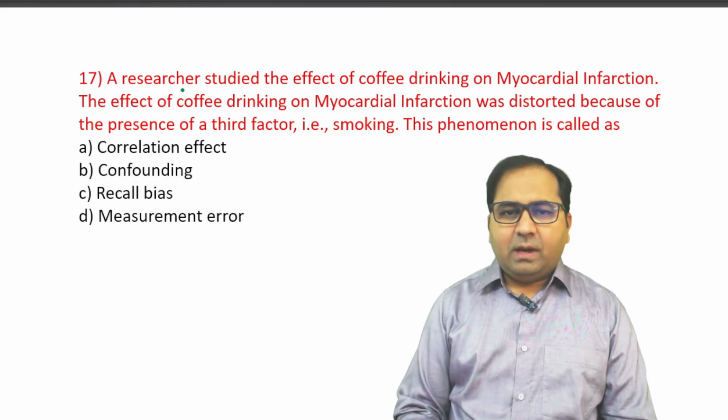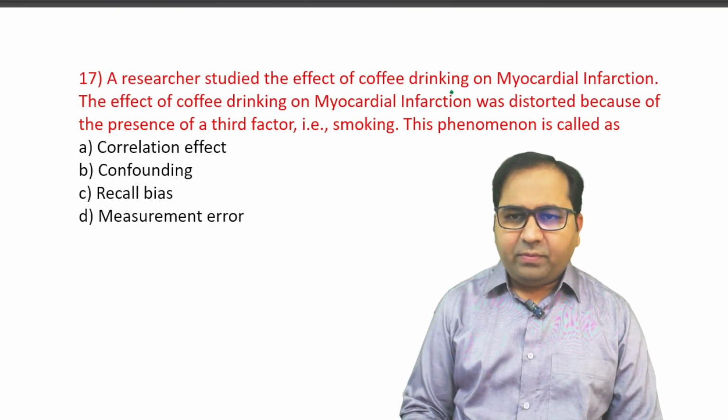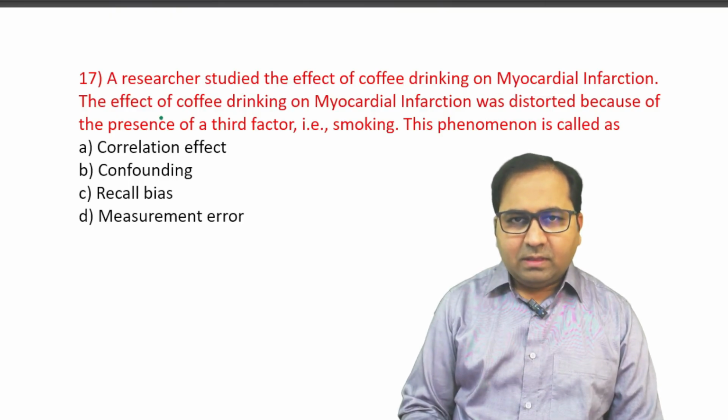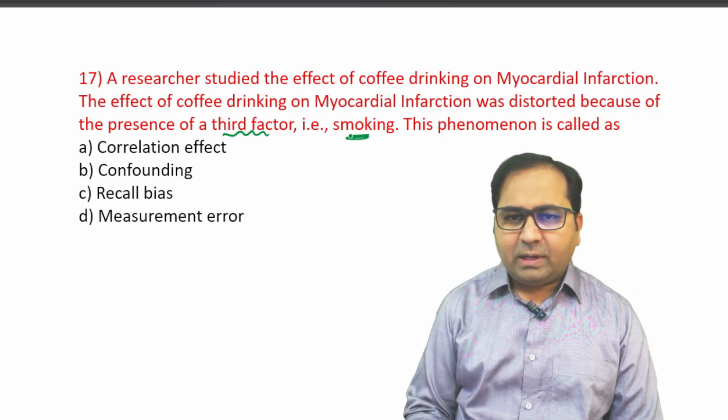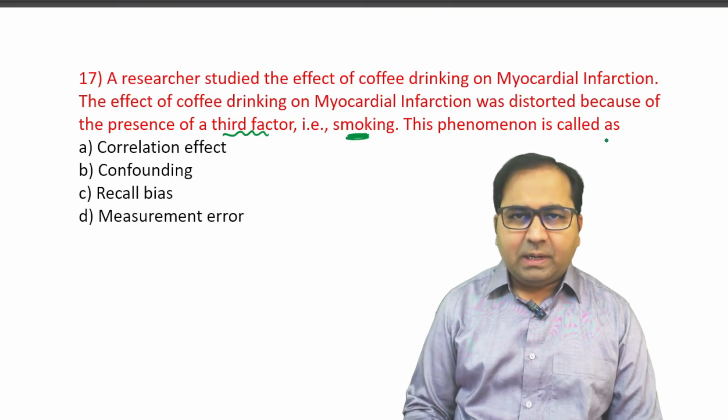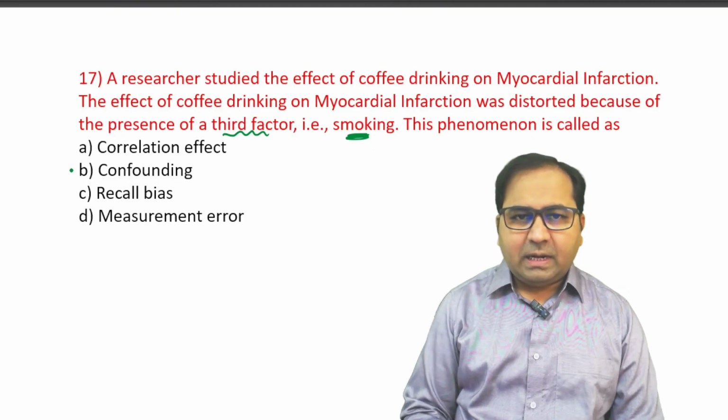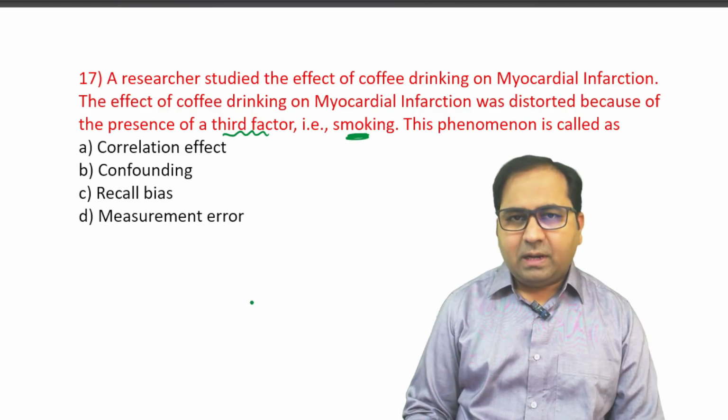Next question. A researcher studied the effect of coffee drinking on MI. The effect of coffee drinking on MI was distorted because of the presence of a third factor, smoking. So this phenomenon is called what? The options are A. Correlation effect, B. Confounding effect, C. Recall bias, or D. Measurement error. So the answer for this question is B.